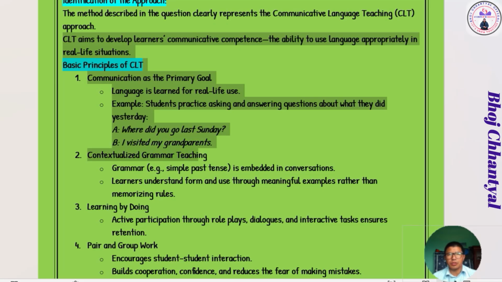Number 2. Contextualized grammar teaching. Grammar, as for example, simple past tense, is embedded in conversations. Learners understand form and use through meaningful examples rather than memorizing rules. Number 3. Learning by doing. Active participation through role-plays, dialogues, and interactive tasks ensures retention.